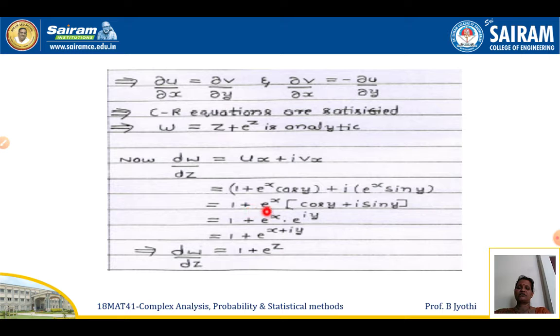1 is taken outside, and among these two e power x is taken outside, we get cos y plus i sin y. And we know that it can be written as e power iy, or since the bases are same, we can add the powers. It will become 1 plus e power x plus iy, where x plus iy can be replaced with z. Therefore, we get 1 plus e power z. That is the required differentiation of given function w.